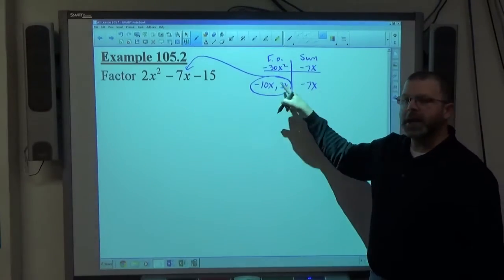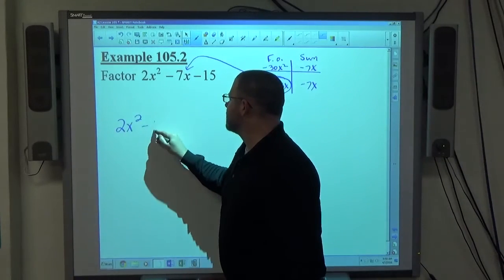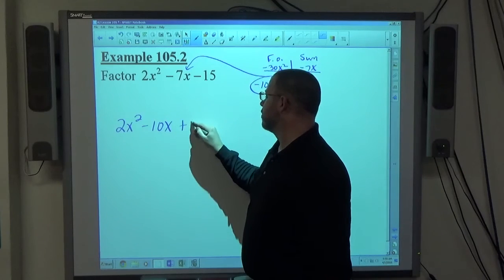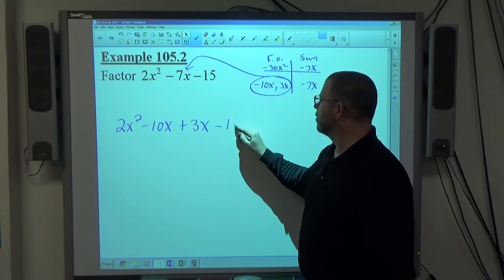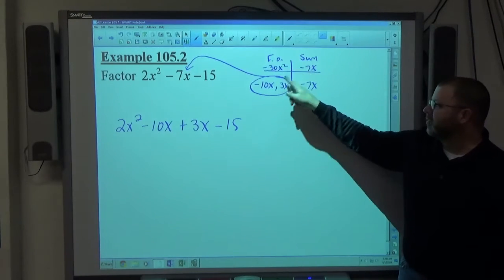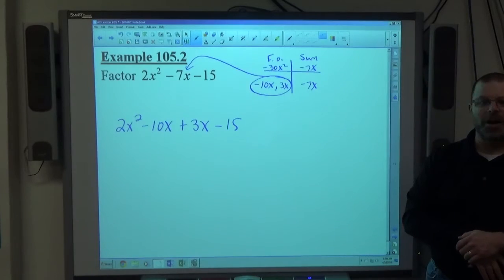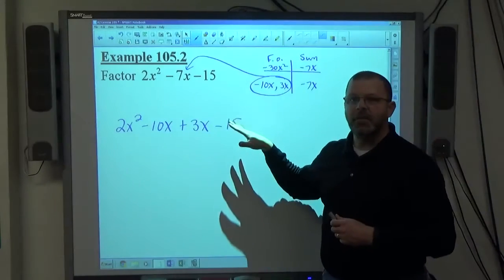And again, I got one negative, one positive, so I'm going to put them in that order. 2x squared, I'm going to put minus 10x in the second position, plus 3x in the third position, minus 15. If this is a positive and this is a negative, you're going to get two negatives here. There's no way to avoid the whole third position positive deal. So you'll have to deal with it that way.